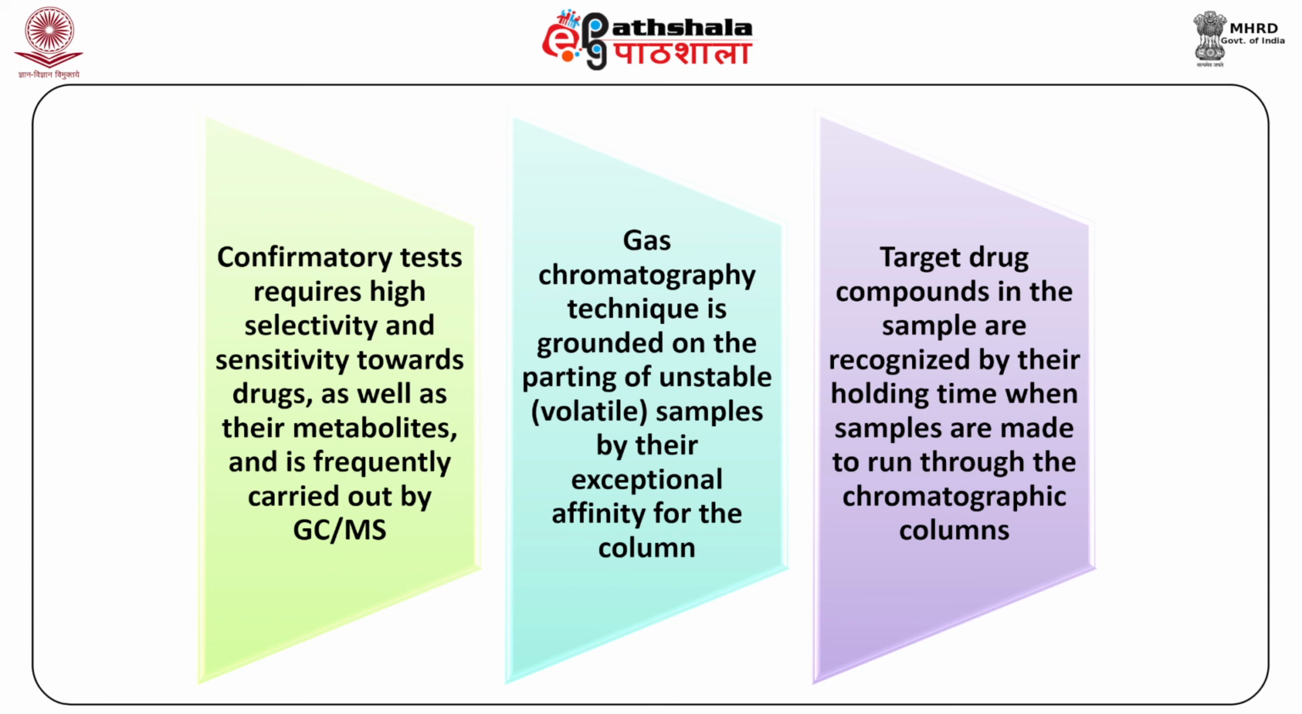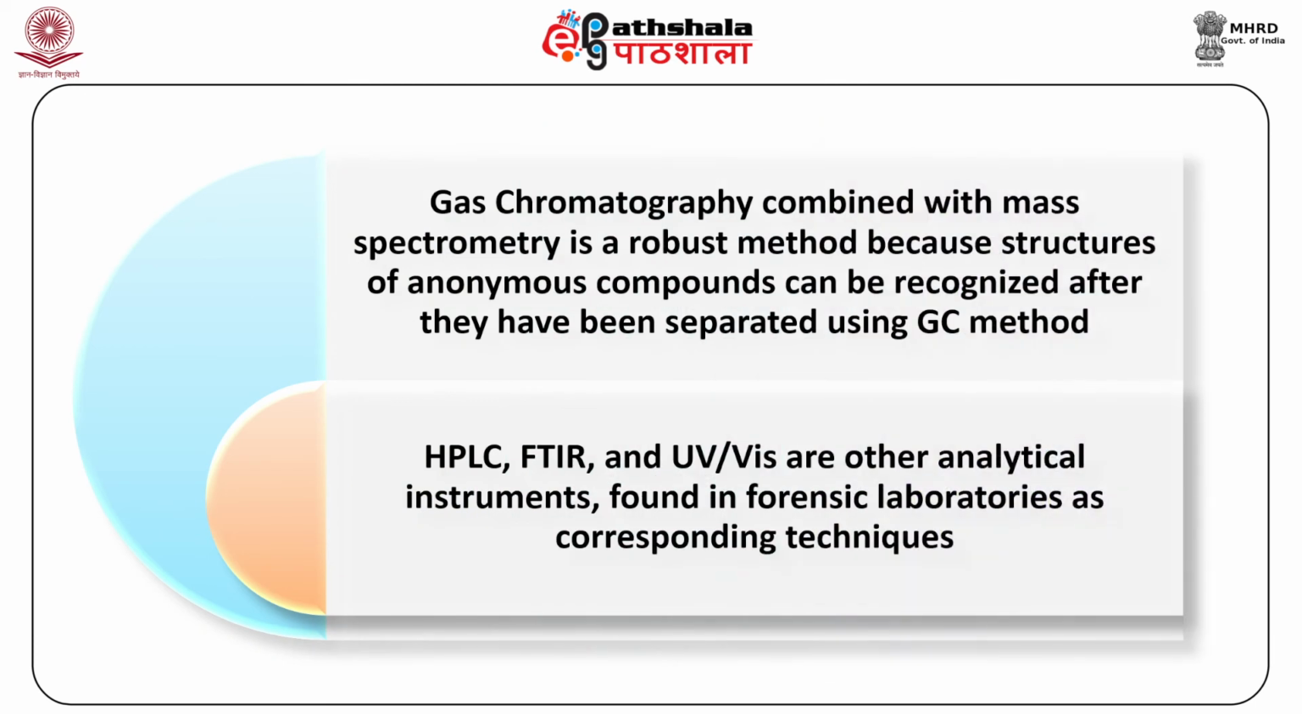Gas chromatography technique is grounded on the separation of unstable or volatile samples by their exceptional affinity for the column. Target drug compounds in the sample are recognized by their retention time when samples are made to run through chromatographic columns. Gas chromatography combined with mass spectrometry is a robust method because structures of unknown compounds can be recognized after they have been separated using the GC method. HPLC, FTIR and UV-visible are other analytical instruments used in forensic laboratories as complementary techniques.